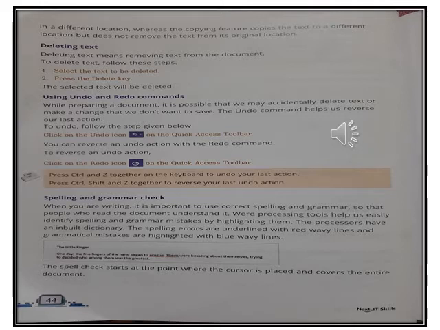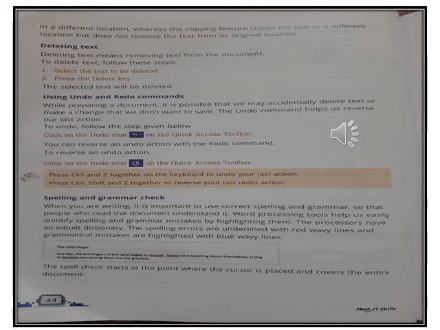Now deleting text. Deleting text means removing text from the document. To delete text, follow these steps. Select the text to be deleted. Press the delete key which is present in your keyboard and then the text will be deleted. The selected text will be deleted. Then using undo and redo commands.